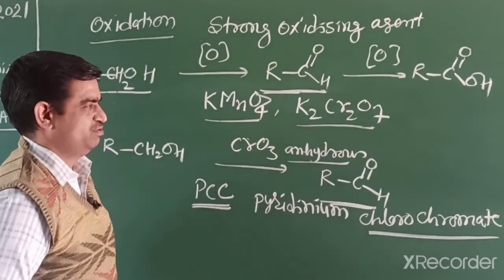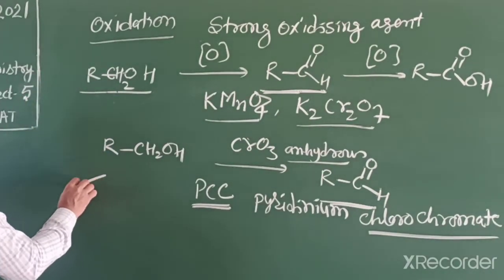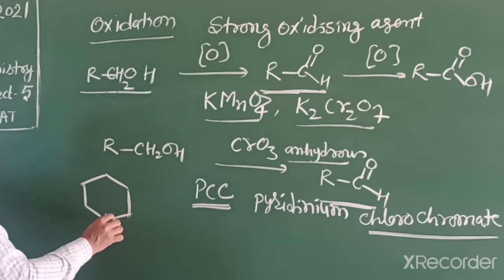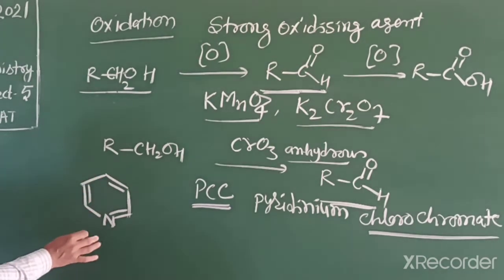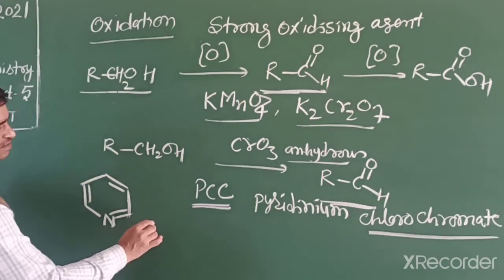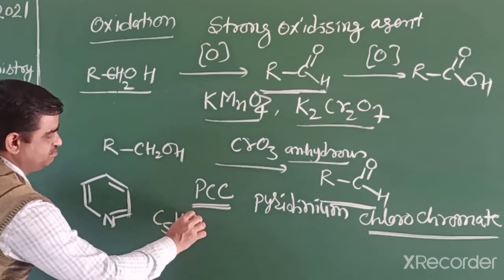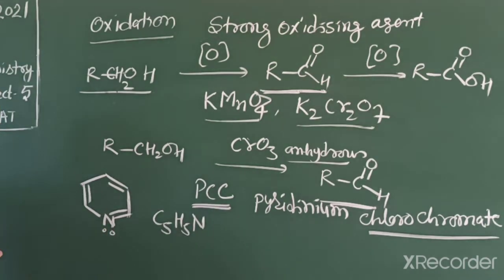In pyridinium chlorochromate, three reagents we take. First one is pyridine. Pyridine is a base like this. This compound is pyridine, similar to benzene, means like an aromatic, heterocyclic system. Pyridine can be written C5H5N. It acts as a base.